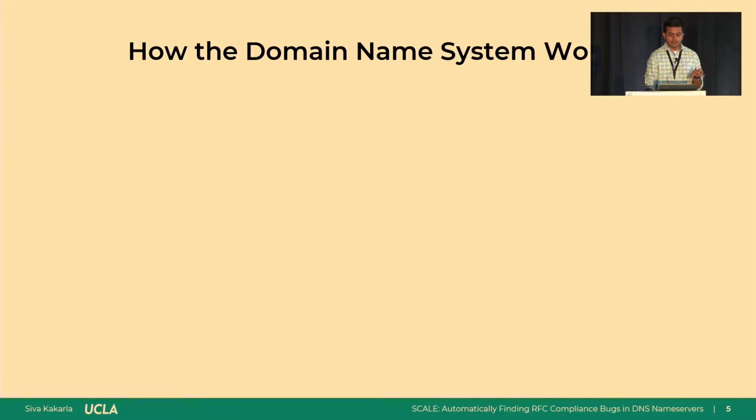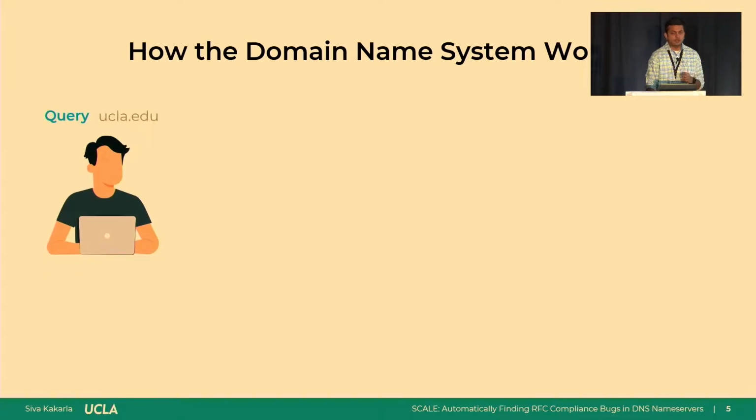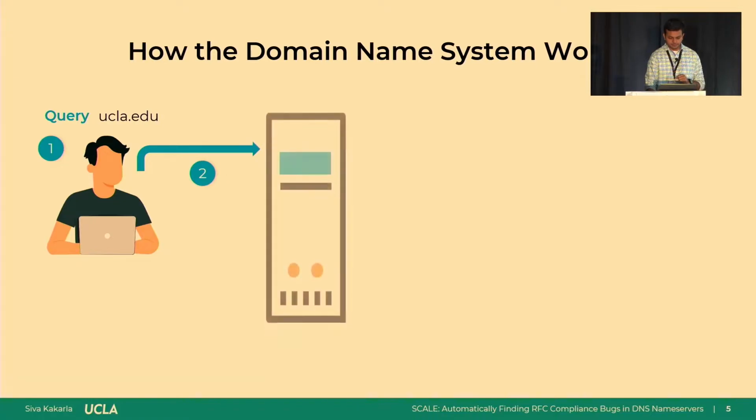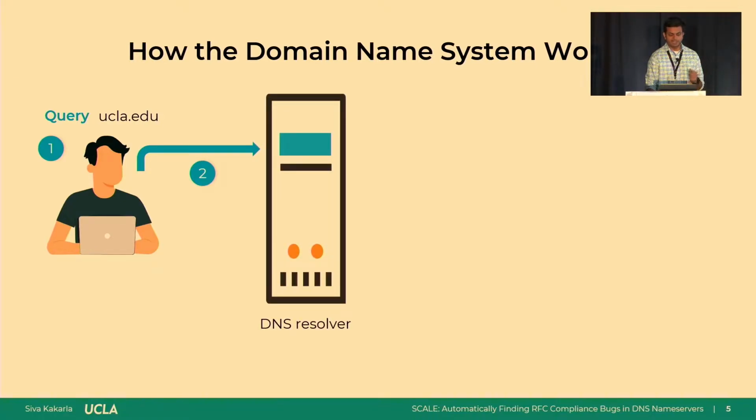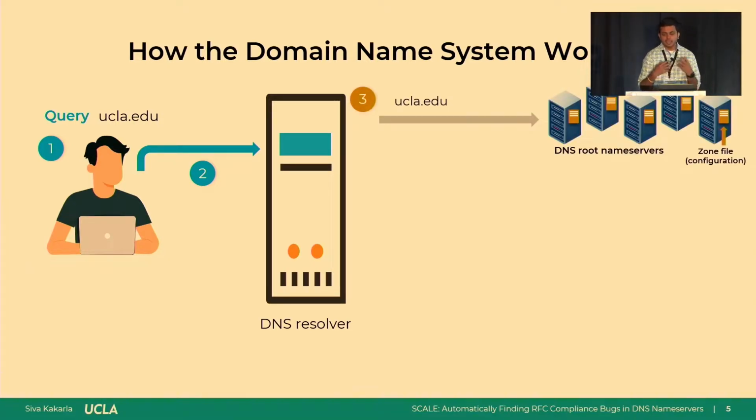Now, I am going to explain how a domain name is resolved in DNS with the help of an example. A user, say trying to access the UCLA website, sends the query ucla.edu to a local resolver. Say the resolver may be from your ISP. The resolver starts by sending the query to one of the root name servers, of which there can be many. Each server will have a configuration file called a zone file, which determines how to handle each query.